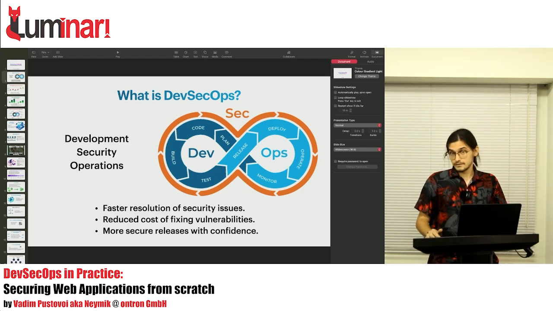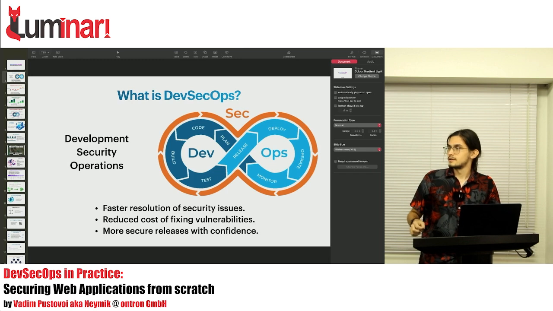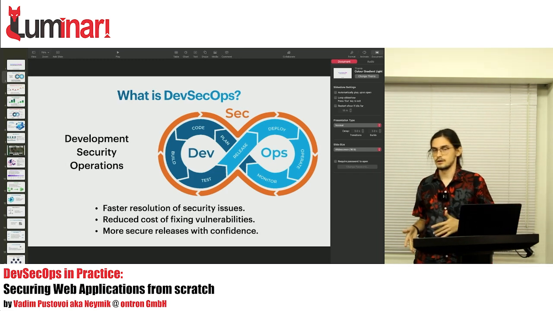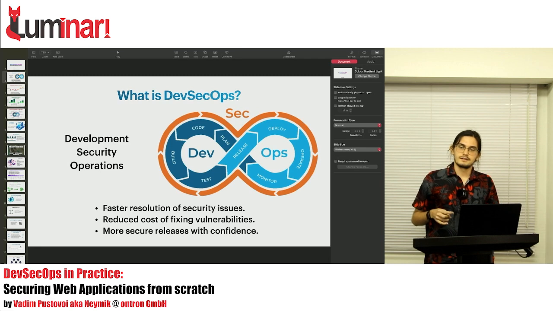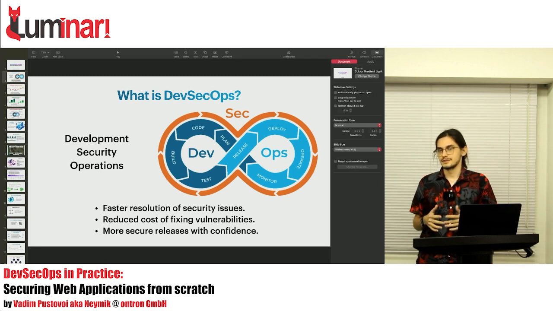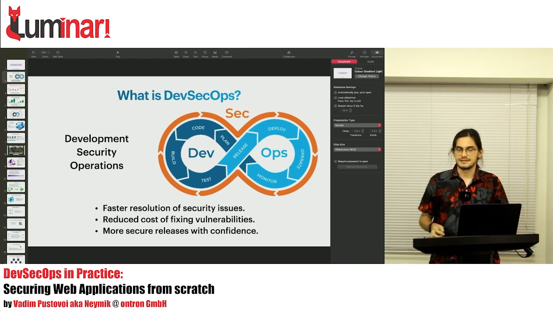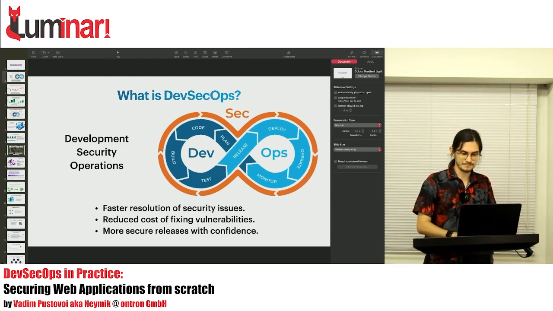So DevSecOps is like the implementation of security into DevOps, making security a part of continuous integration and continuous deployment of DevOps pipelines.